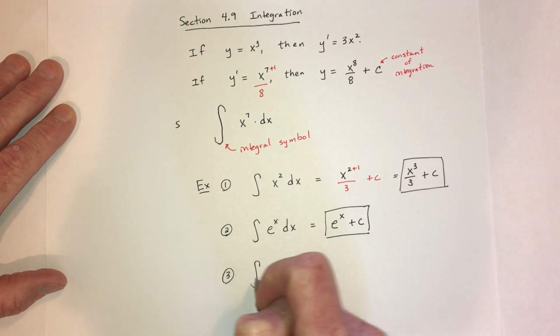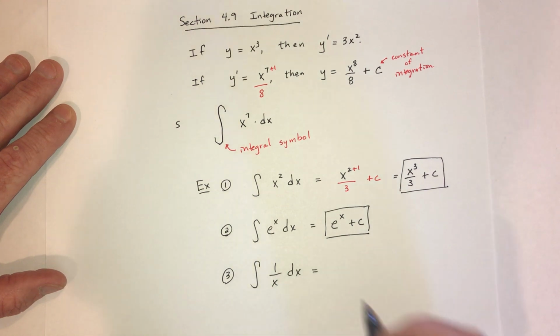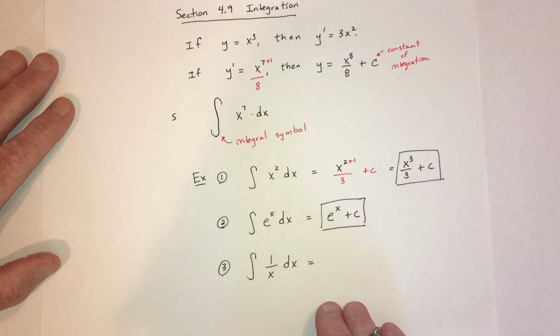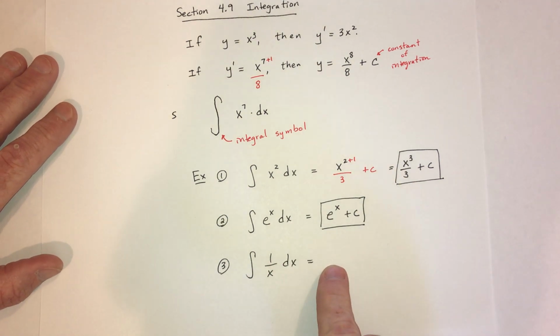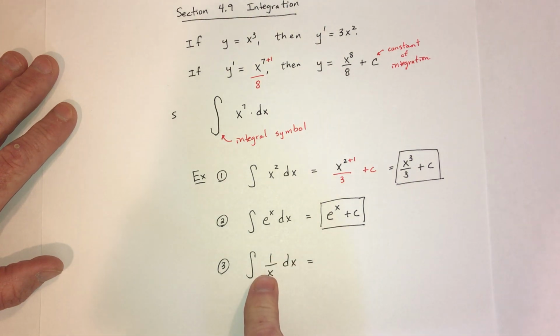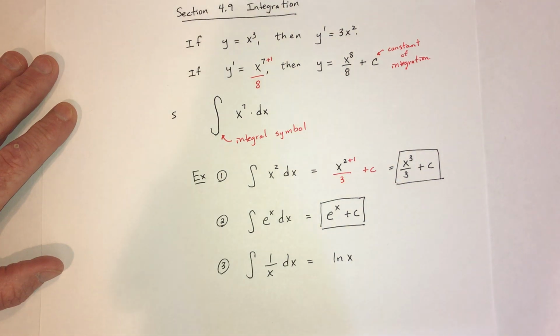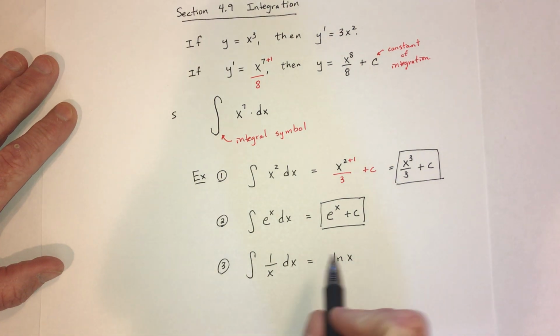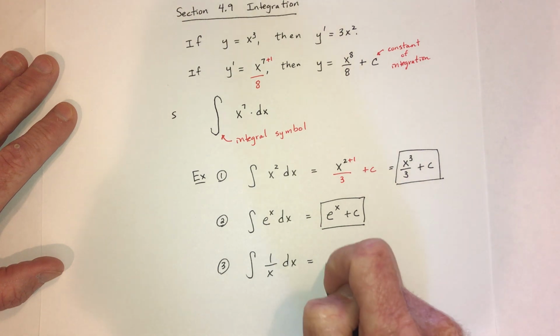Number 3, what's the integral of 1 over x? So then search through your catalog, your memory of what function is it that when you take the derivative of it, the derivative is 1 over x. Good job, guys. Natural log of x. The derivative of natural log of x is 1 over x. Don't forget the plus c.